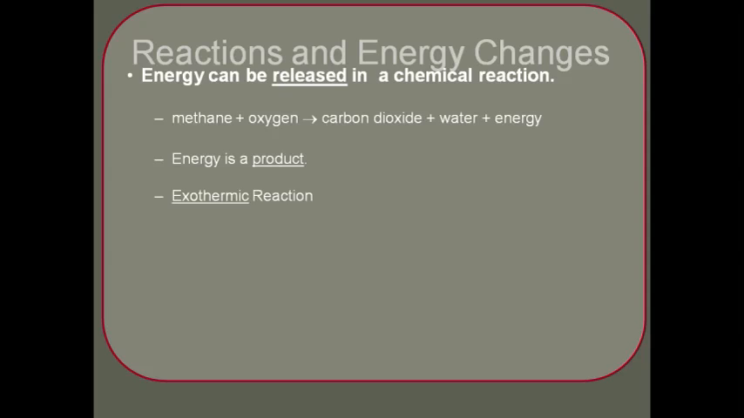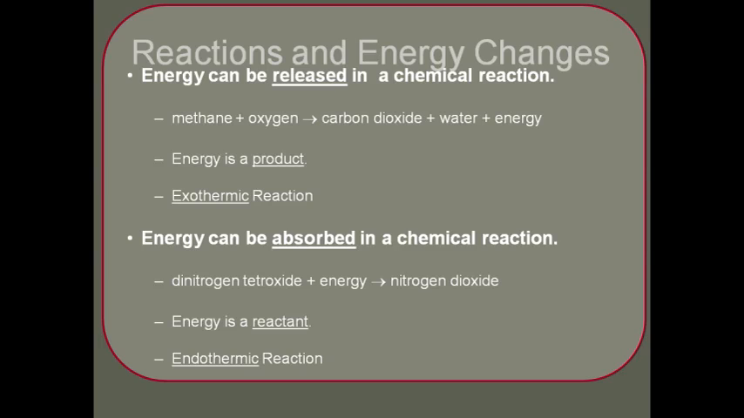We know from first semester chemistry that energy can be released in a chemical reaction, and the term that applies to this is exothermic. If I take a hydrocarbon and react it with oxygen, this gives me carbon dioxide, water, and energy as a product. It's being released, so we write it on the product side of the equation.